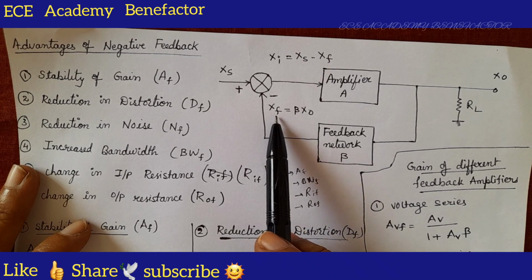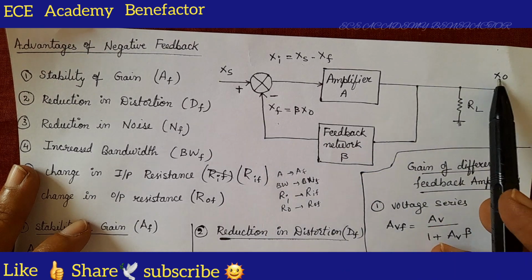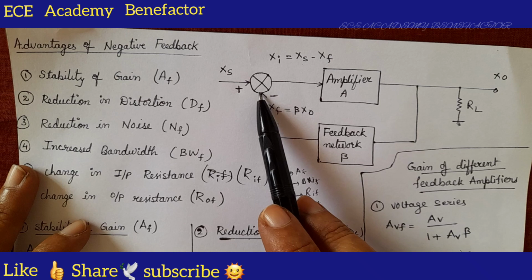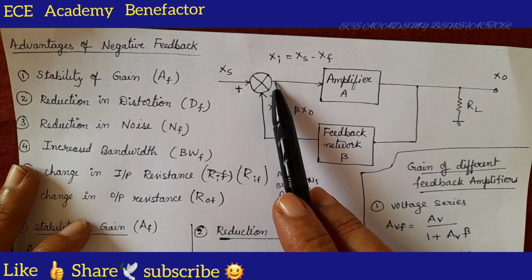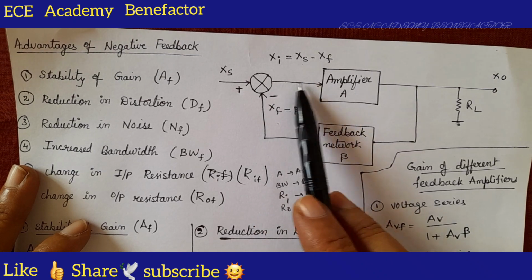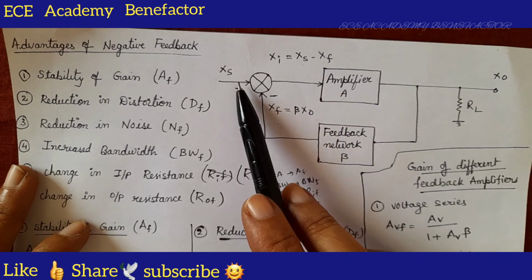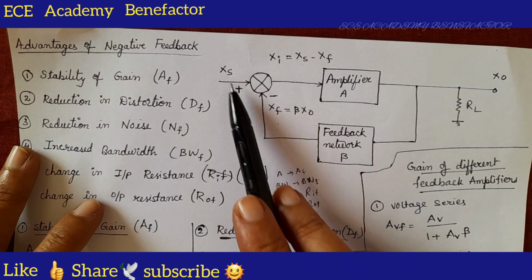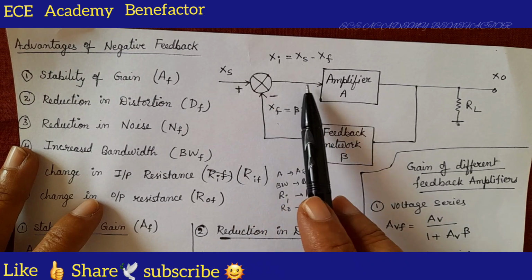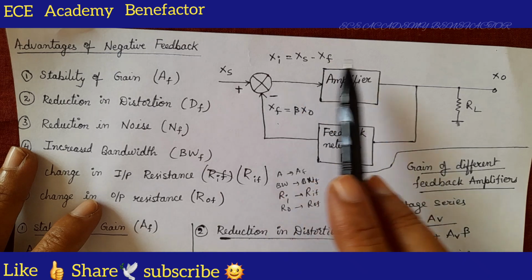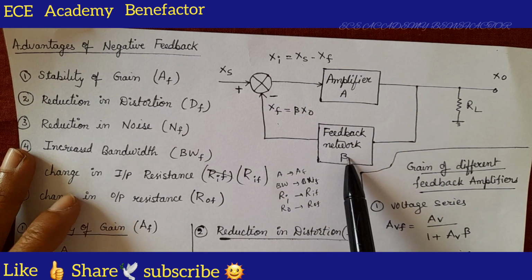So, what is the XF value? It is beta times the output. A part of output is fed back to the input. It is mixed in the mixer. So, here Xi. What is Xi? The input going to the amplifier, which will be the difference of these two signals, XS minus XF. So, Xi is equal to XS minus XF. This is the block diagram of negative feedback.